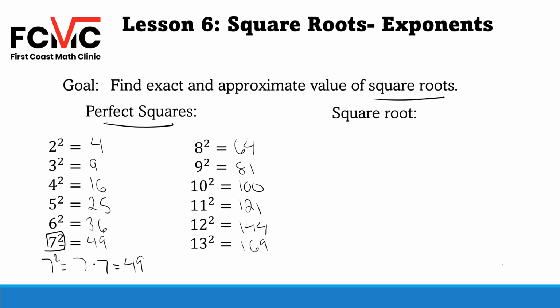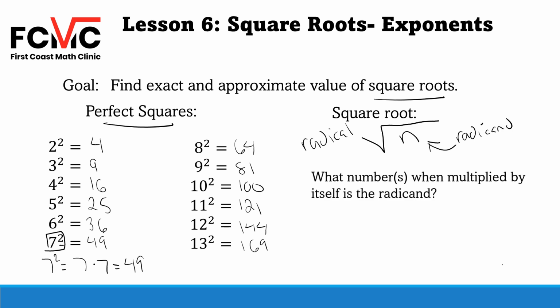Our square root symbol looks like this, and it's called a radical symbol. I'll put an n inside that radical, and whatever value is inside the radical symbol is known as the radicand. When we're finding the square root, we're basically asking what number, when multiplied by itself, is equal to the radicand. So for example, let's say we're asking for the square root of 4.